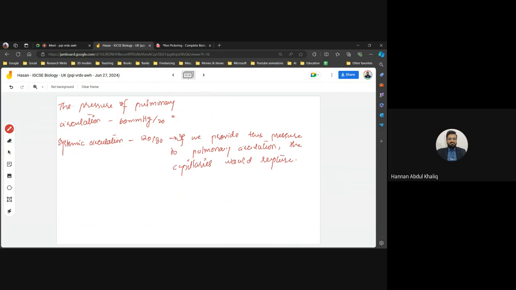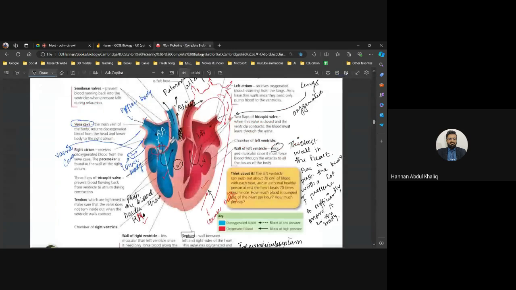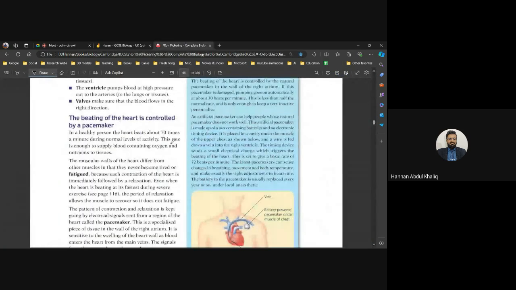And if we provide the 60 over 20 to systemic circulation, it would not even be close to enough. So that is why we need to make the walls and the chambers, we need to make four, and we need to keep the pressure difference between them. Is it clear? Yeah.